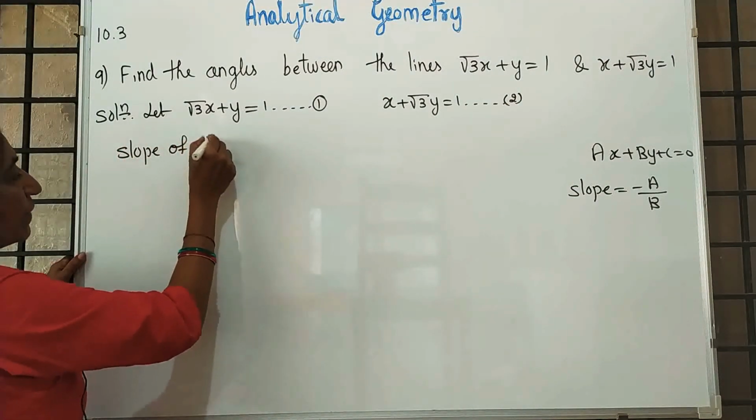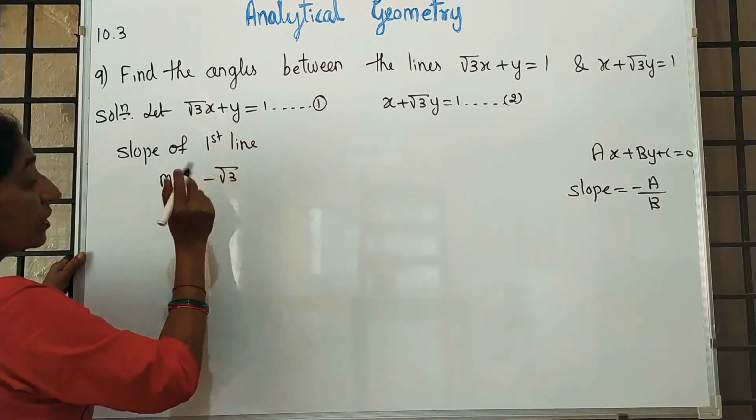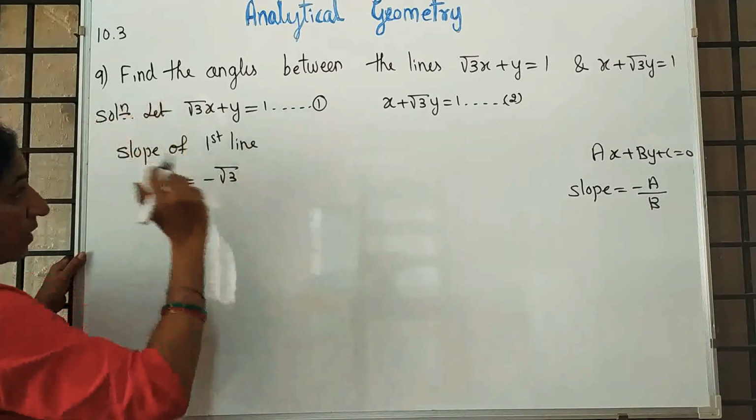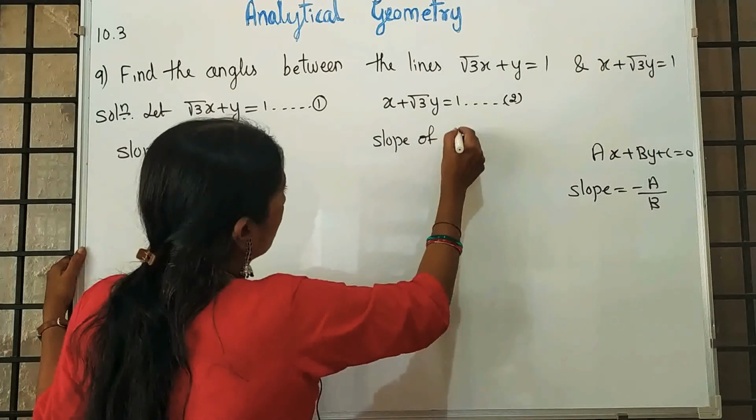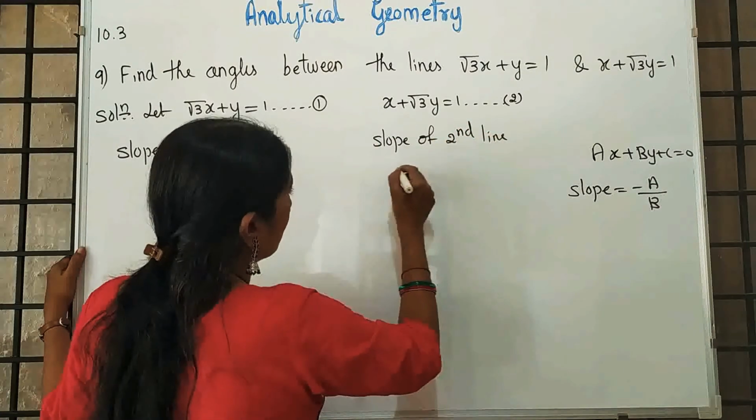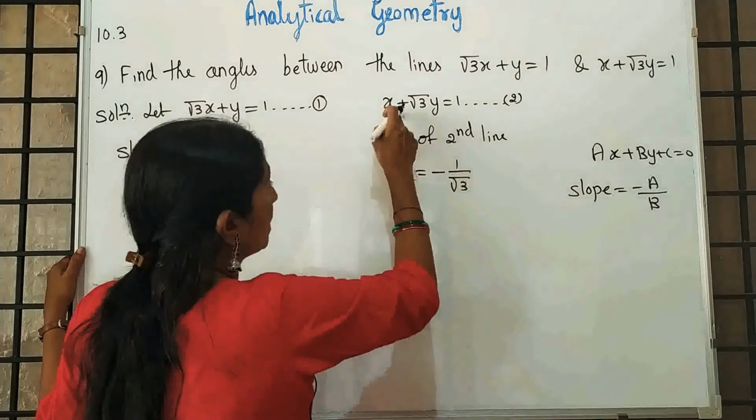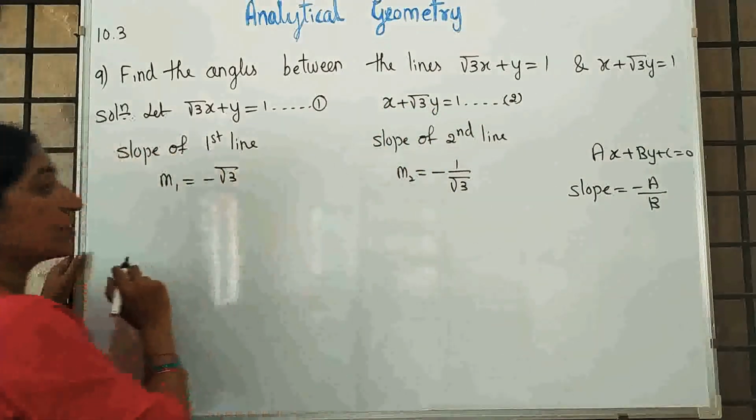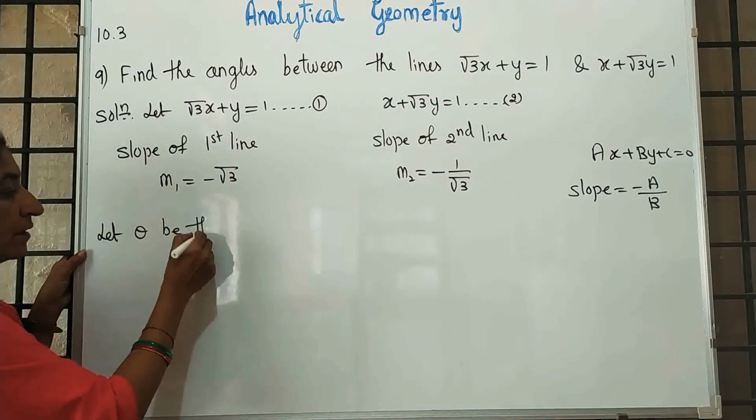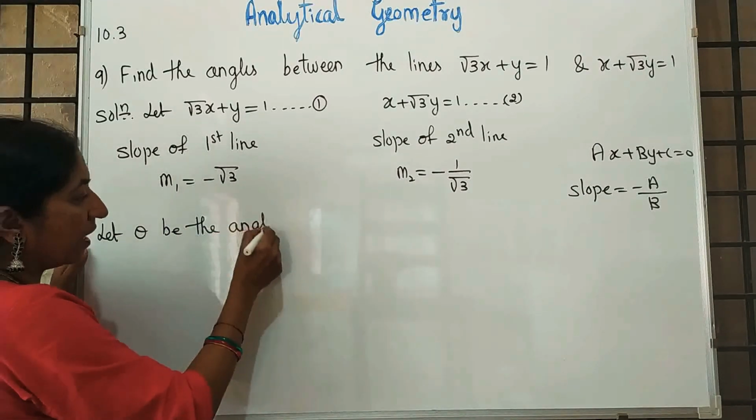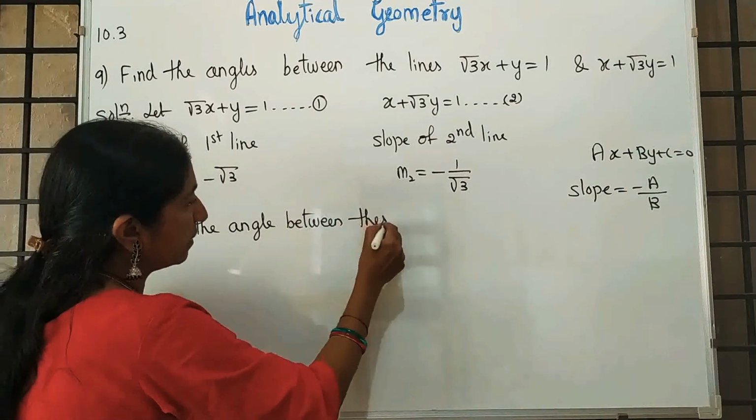Slope of the first line, m1 is equal to minus root 3, that is minus a upon b, where b is 1. Slope of the second line, m2 is equal to minus 1 upon root 3, since the x coefficient is 1 and the y coefficient is root 3. Let theta be the angle between these lines.